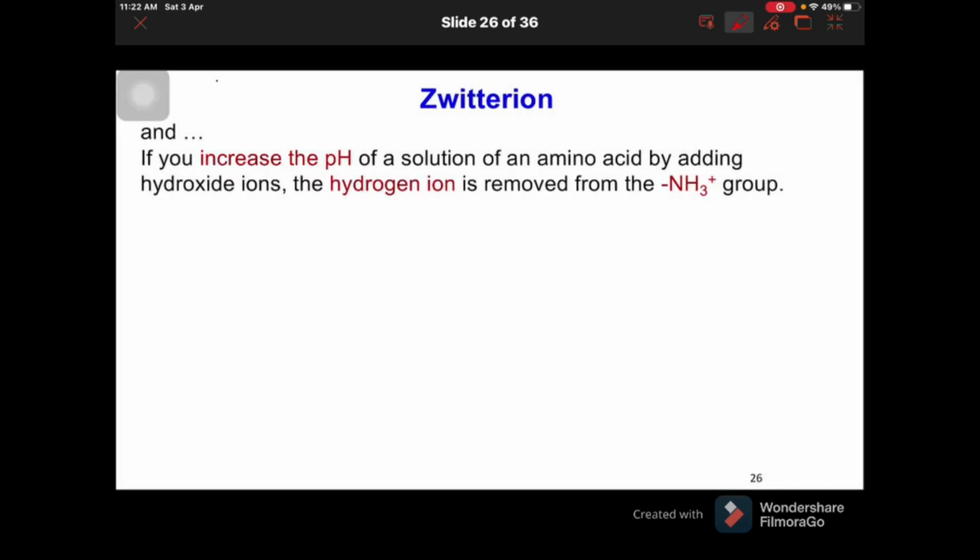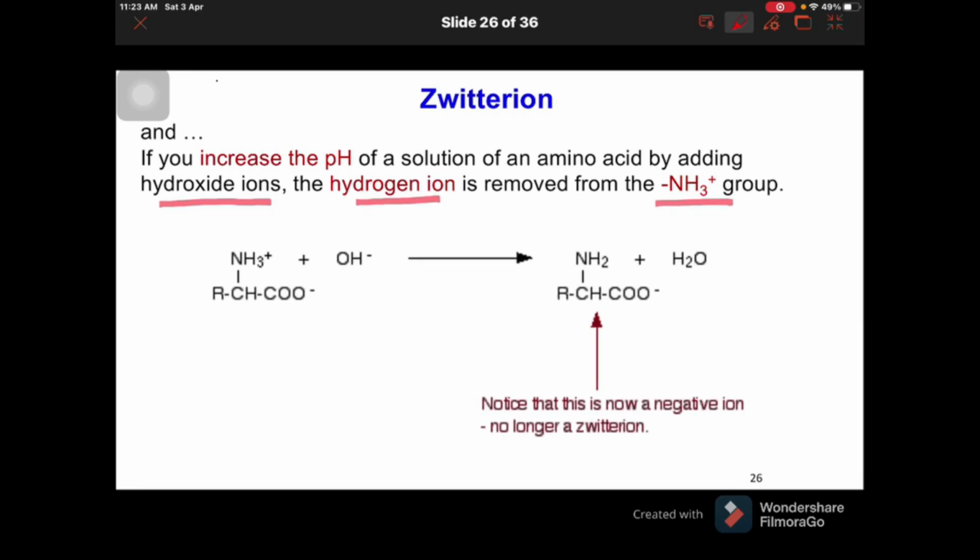And if you increase the pH of a solution of an amino acid by adding hydroxide ion, the hydrogen ion is removed from the NH3+ group. Look at the ammonium ion here. We donate one hydrogen ion to the hydroxyl group to form water, and notice that this is now a negative ion, no longer a Zwitterion.